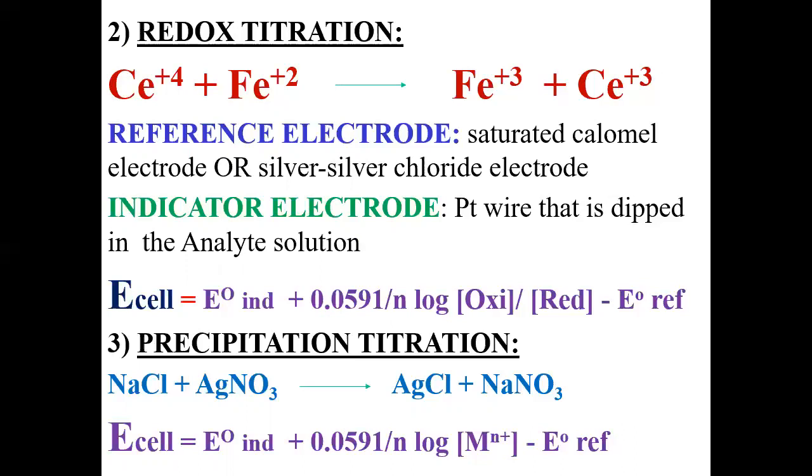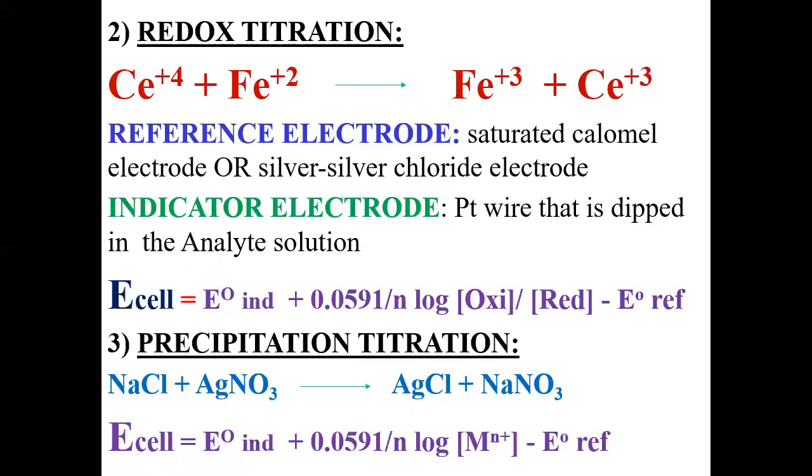So the redox reaction takes place, and at the end point, all the ferrous ions will be converted into ferric ions. So there will be a sudden change in the potential of the cell. So you can see the equation: Ce plus 4, cerium ion, plus ferrous ion, Fe plus 2, gives ferric ion, Fe plus 3.